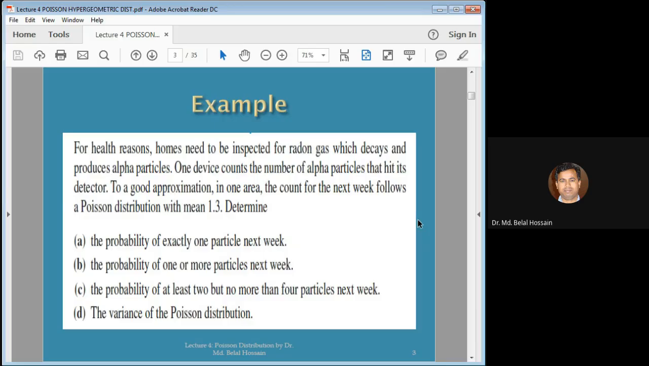Okay, our next problem is to find the variance of the Poisson distribution. Tell me, how can the variance be found?